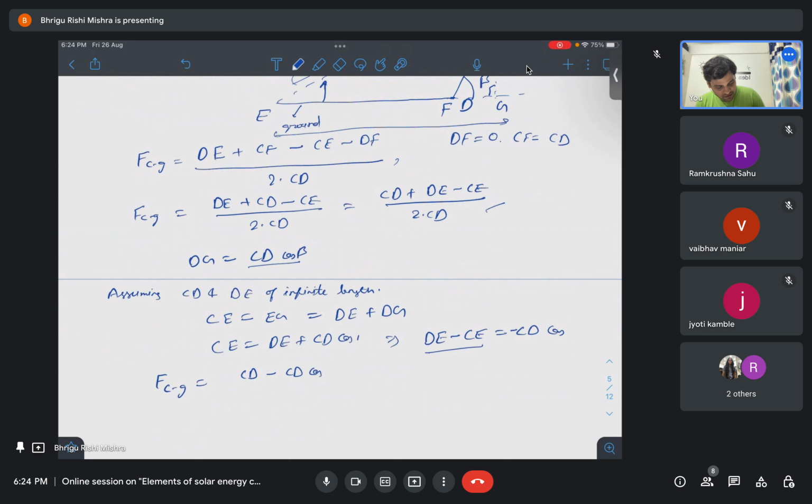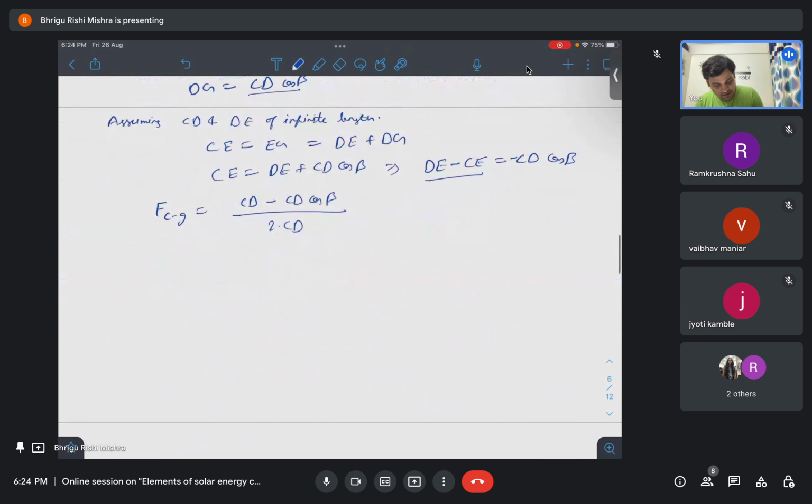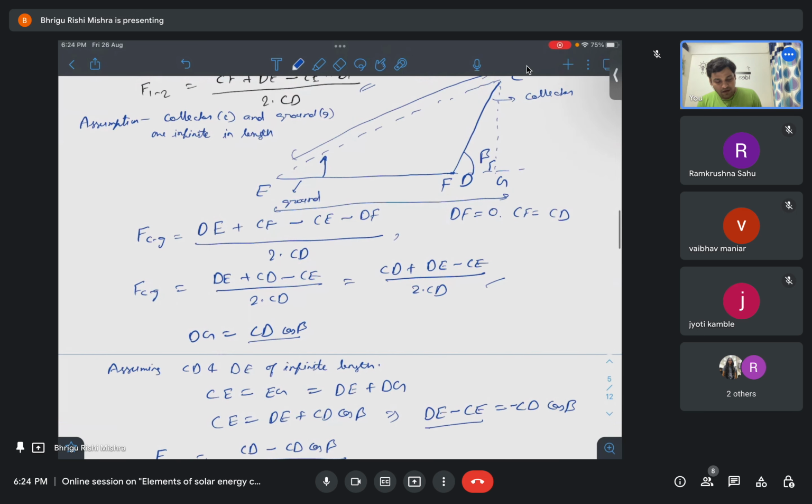So cos beta, cos beta, cos beta. So CD minus CD cos beta by 2 CD. So CD will get cancelled, and thus you'll get FCG equals 1 minus cos beta by 2. Now what will be the view factor?